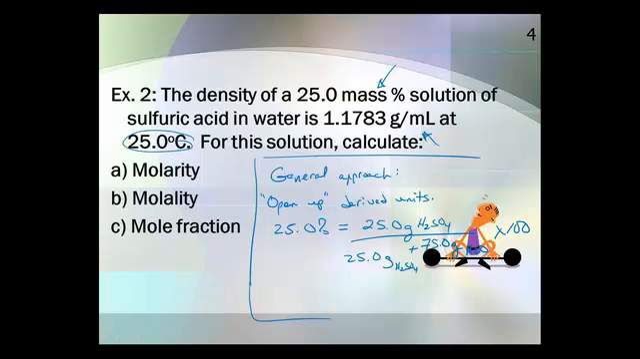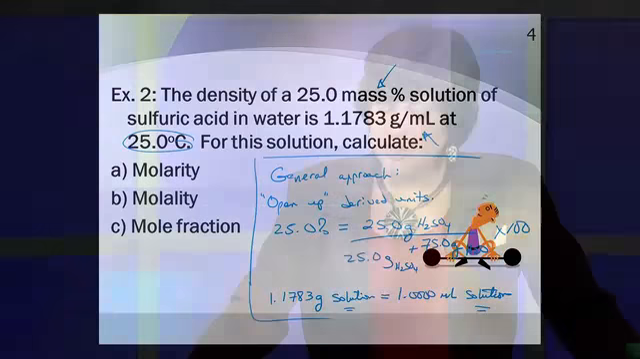is the density. We're given that 1.1783 grams of solution is the mass of 1 milliliter of solution. And this is an important step because we need to know what belongs to what. We have three things: we have grams, we have milliliters, and we have solute, we have solvent, and we have solution. So we need to know each of these and identify them properly.